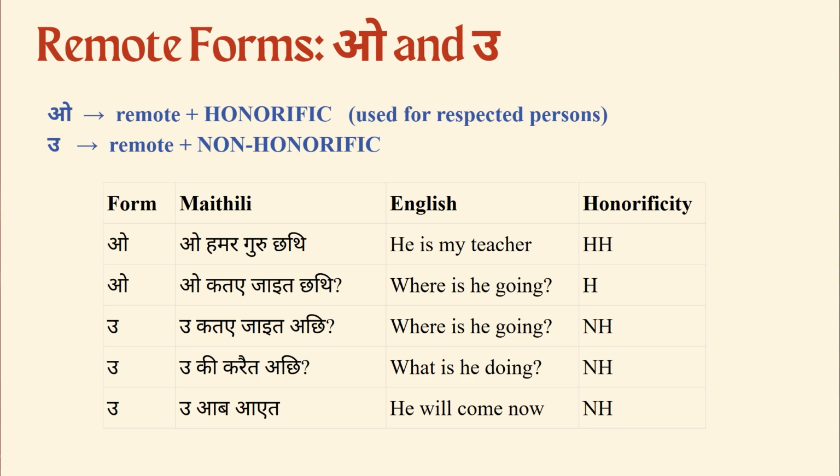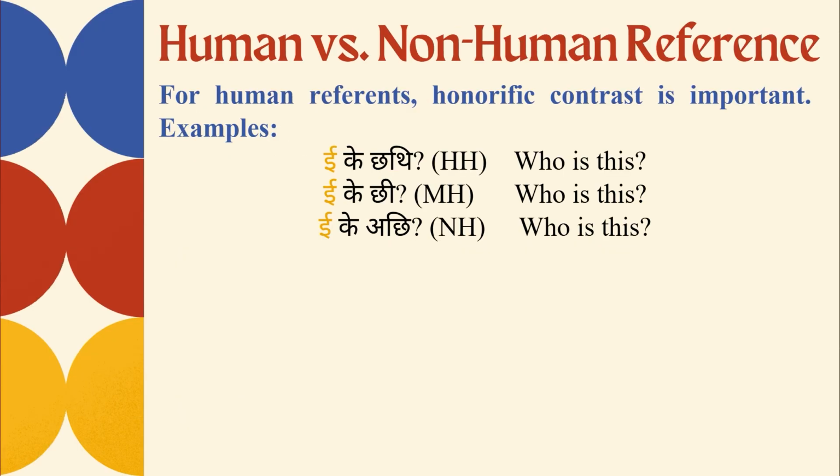So o hamar guru chatin, o kate jait chate, u kate jait h, u ki karet h, u ab ayat, he will come now. So these sentences have, and we have mentioned the honorificity here. So notice the use of o and u in different contexts. Human versus non-human reference. So there's a distinction between human and non-human reference in certain examples. So let's take a look.